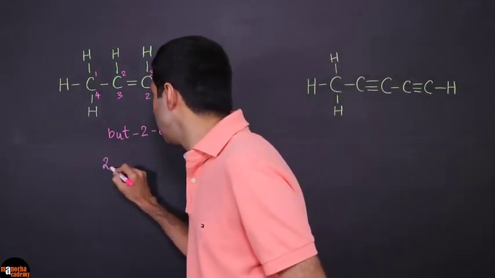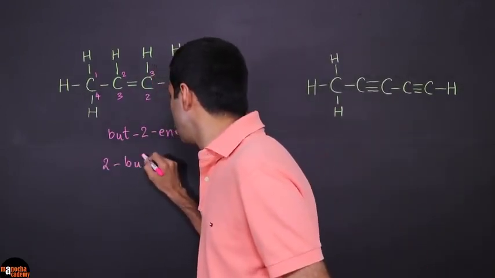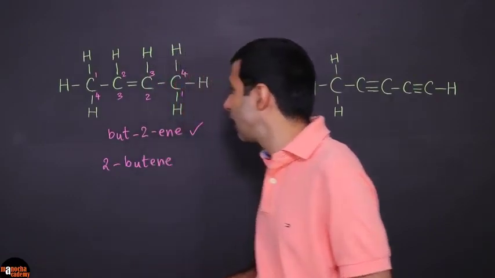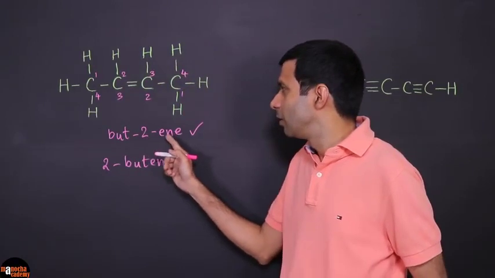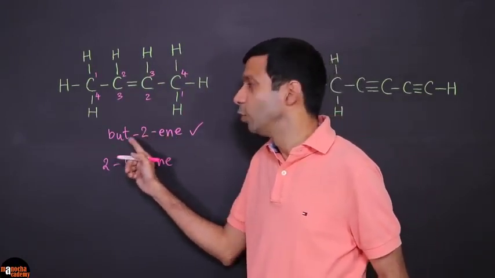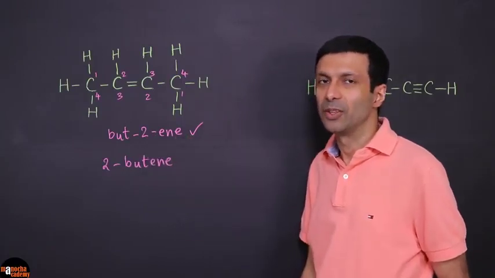Sometimes you may see this compound written as 2-butene also, but usually this is the recommended style where we give the number in the middle here. So it's 2-ene, but-2-ene. Okay.